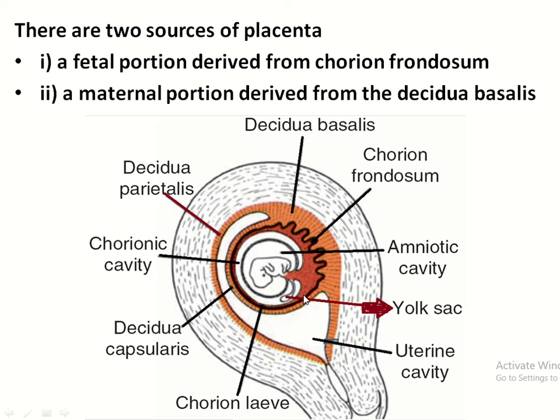And this portion of the fetal membrane is known as the chorion. Chorion has two parts. In some portions, the chorionic villi are well developed. The name of this portion is chorion frondosum, and in the rest of the chorion, the chorionic villi are less developed and the surface is smooth. This is known as the chorion laeve. So to make the placenta, we need chorion frondosum from the fetal source and decidua basalis from the maternal source.